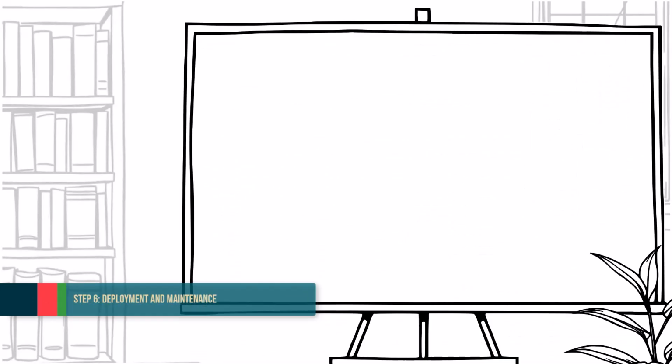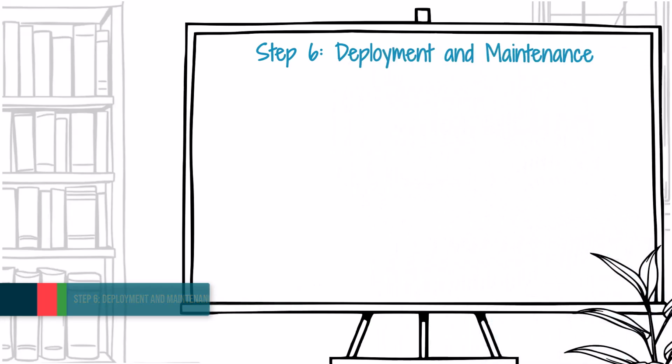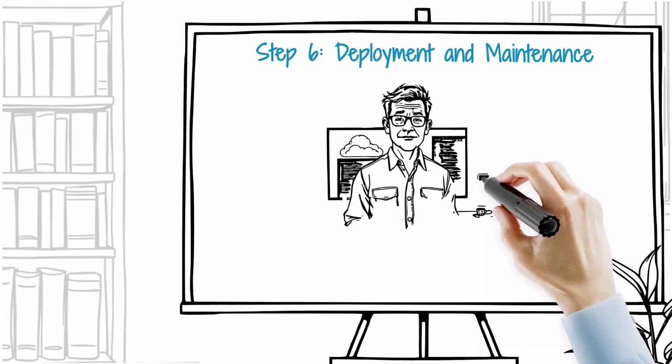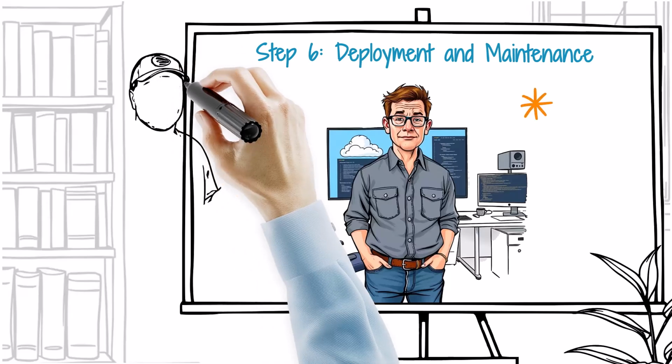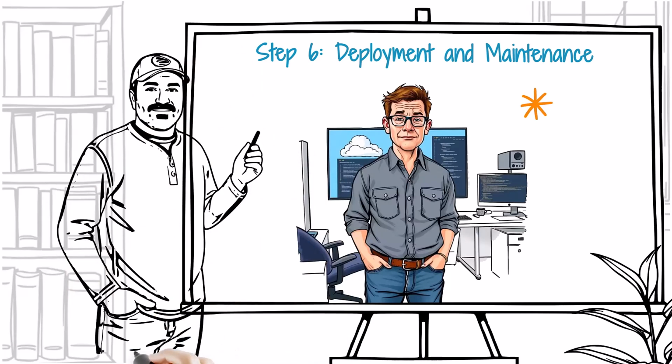Step 6. Deployment and maintenance. Finally, we deploy the solution to the local server or cloud and monitor it post-launch. Ongoing updates solve emerging problems, keeping the system agile for business evolution.